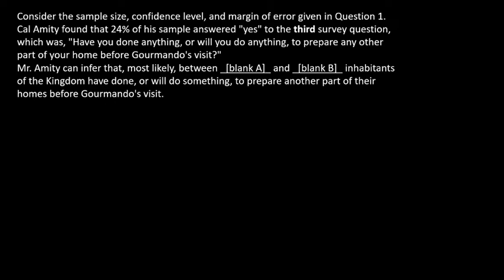So once again, consider the sample size, confidence level, and margin of error given in question 1. Cal found that 24% said yes to his third survey question. So he can infer that between blank and blank inhabitants will answer the same. So it's just like in question 1. We have this ideal number of 24%, but there's a margin of error of 3%. So really we're talking about 24% plus or minus 3%. You're going to figure out what's 24 minus 3%, what's 24 plus 3%.